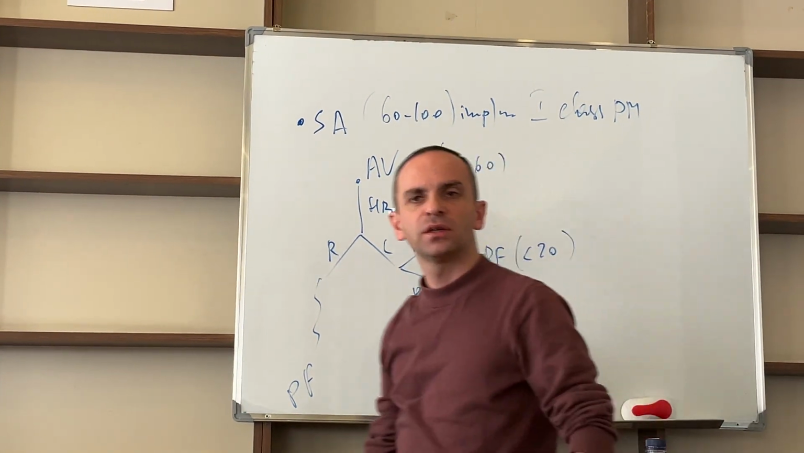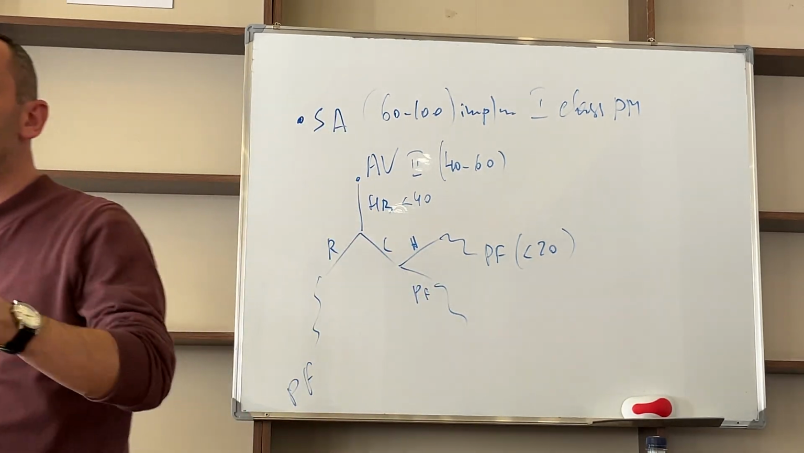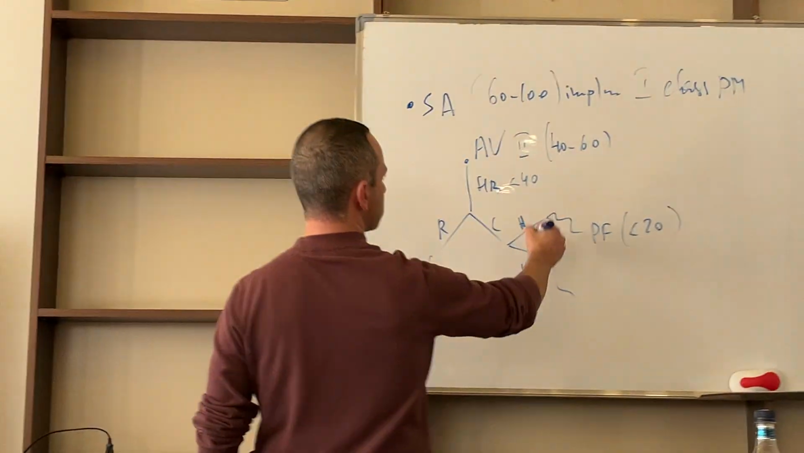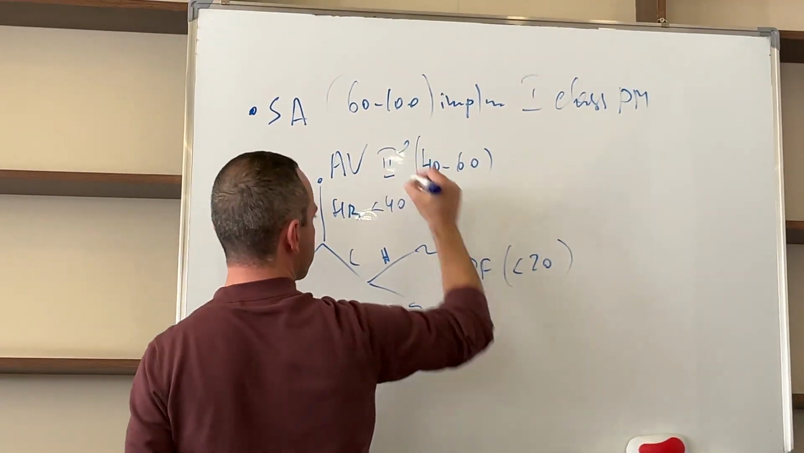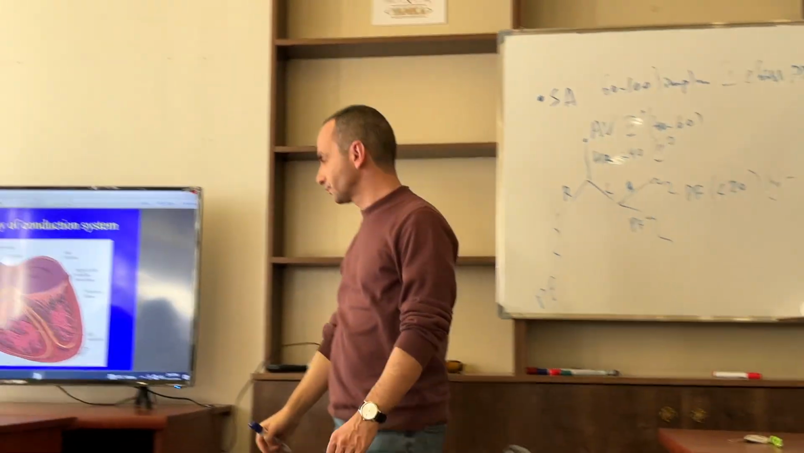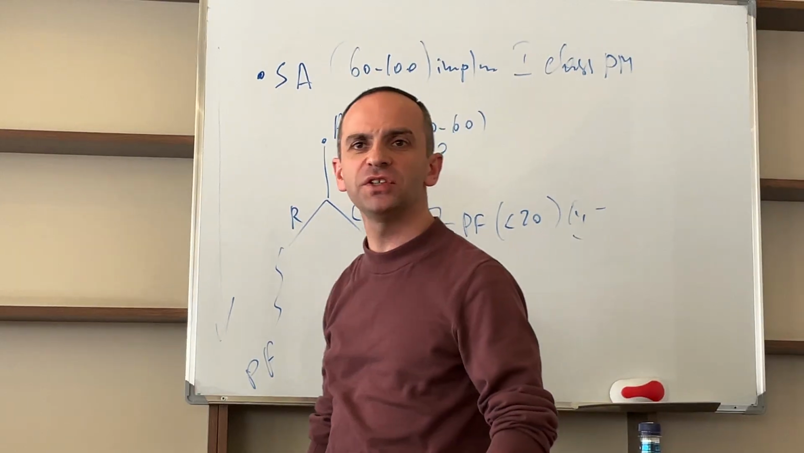Together, His bundle and Purkinje fibers are called the His-Purkinje system. So the His-Purkinje system is the third class pacemaker. As you understand, from up to down, automaticity decreases.